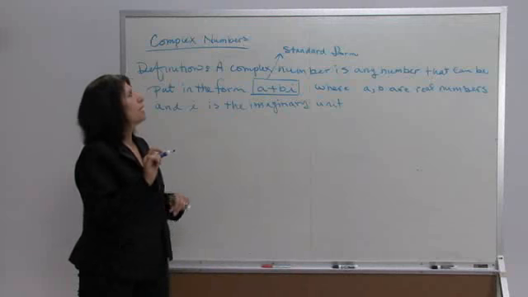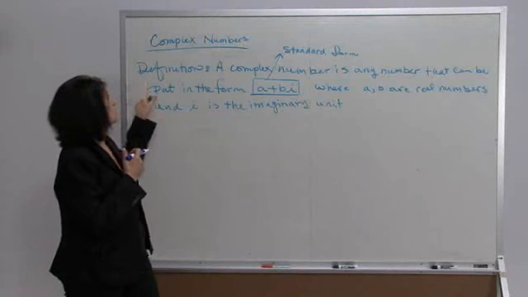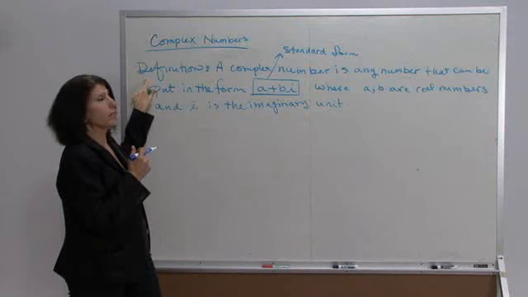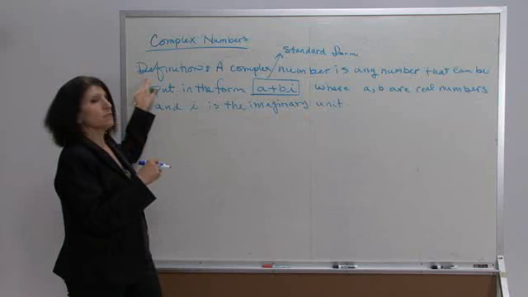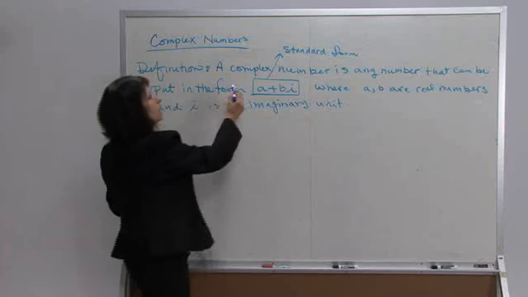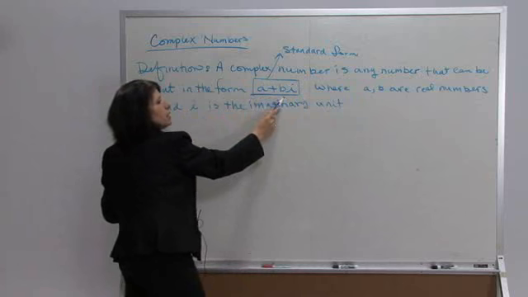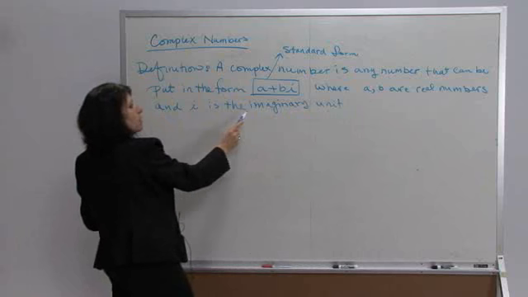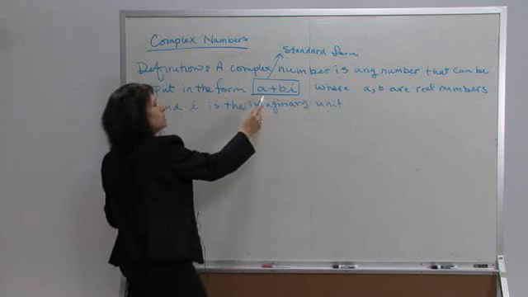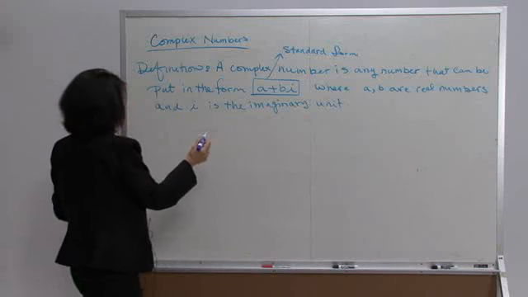This lesson is about complex numbers, and I'm going to start with defining what a complex number is and hopefully explain lots of things about complex numbers that seem to be difficult, but yet it's an easy concept to understand. Definition: a complex number is any number that can be put in the form a plus bi, where a and b are real numbers and i is the imaginary unit that we're going to be talking about in a second. A plus bi, this form is called the standard form of a complex number.